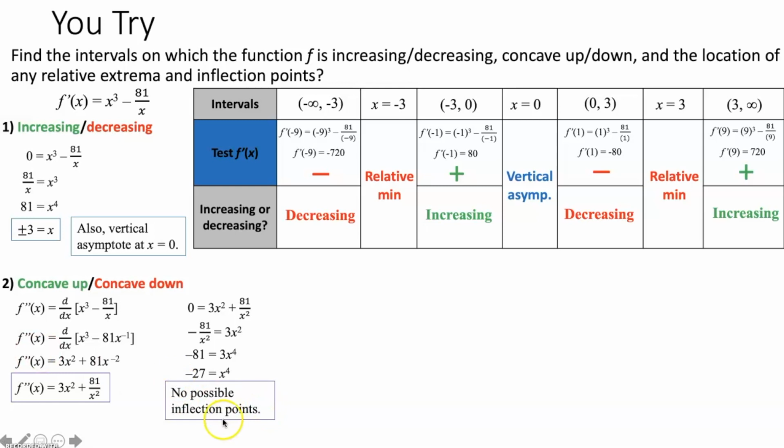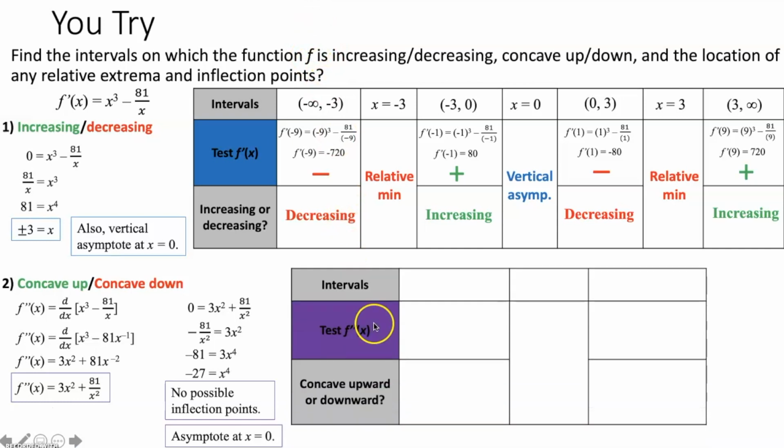But wait, we also have to check, are there any x values that cause the second derivative to not exist? Yeah, x is equal to 0. Remember, at x equals 0, we have a vertical asymptote of our original function. So when we make our second derivative sign chart and our intervals, we're going to go from negative infinity to 0, and then at x equals 0, there's going to be an asymptote, and then from 0 to infinity. Again, why do we break it up at x equals 0? Because the function could change its concavity on either side of the asymptote, so we have to check.